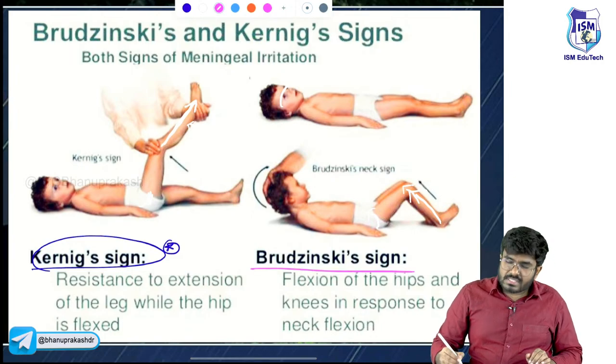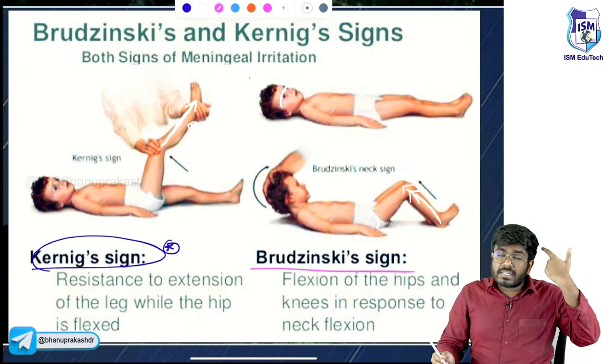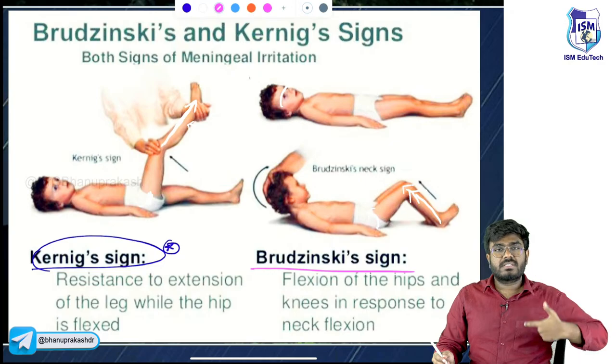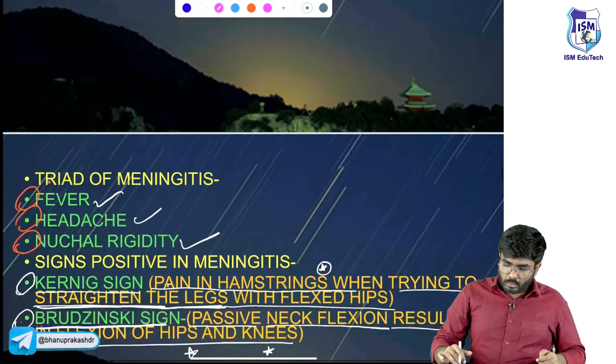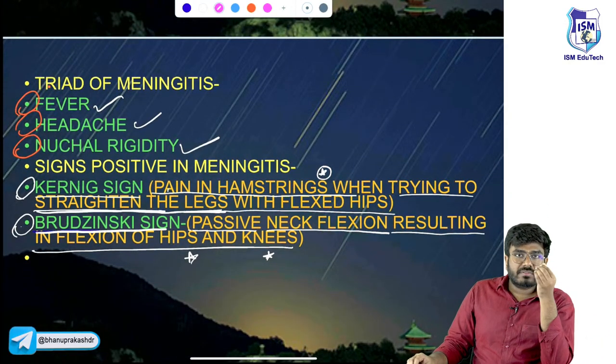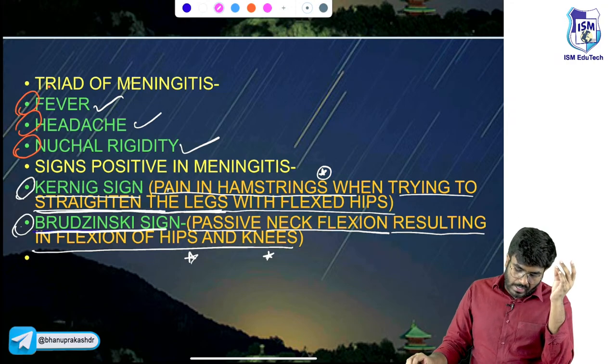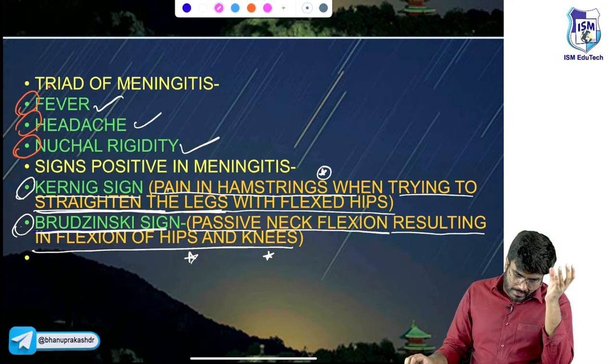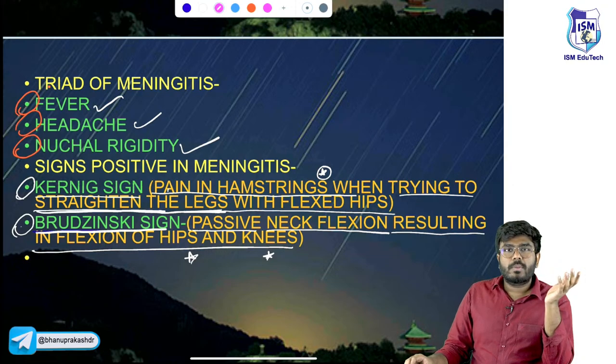Why? Because of inflammation in the meninges. Inflammation in the meninges is resulting in this sign. So the two important MCQs here are the triad of symptoms: fever, nuchal rigidity, and headache. And what are the two signs that are positive in meningitis? It's the Kernig sign and the Brzezinski sign.